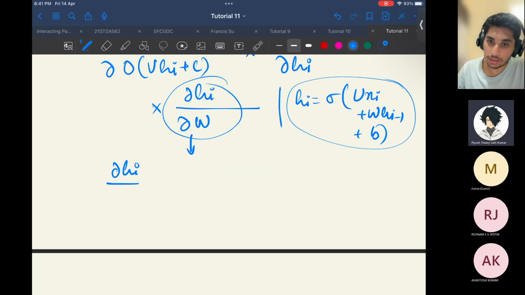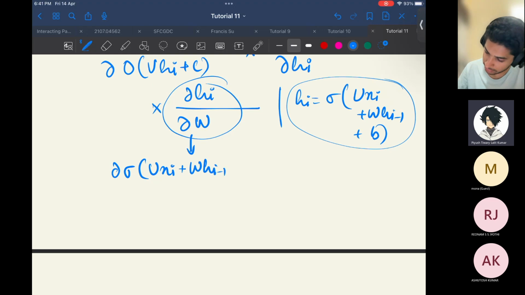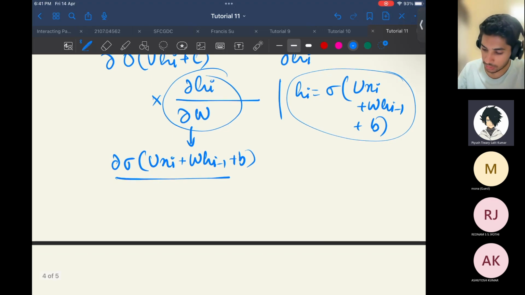Just to be safe, just remember that everything is good. Okay, right. So this is how it will become. So I will explicitly write this down. U xi plus W times Hi minus 1 plus B, differentiation of this with respect to W. Since there are two terms that are dependent on W, right, I hope you will agree that I will have to do something like this. This will become del by del W, right?